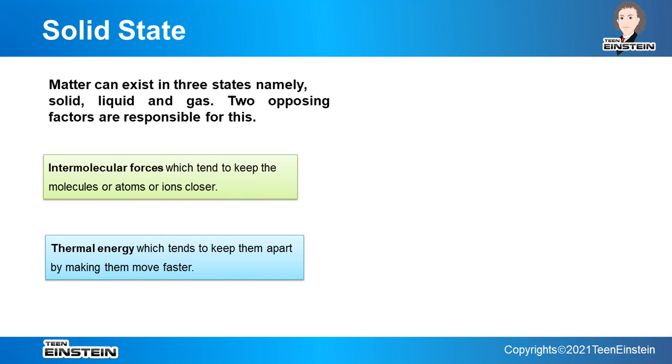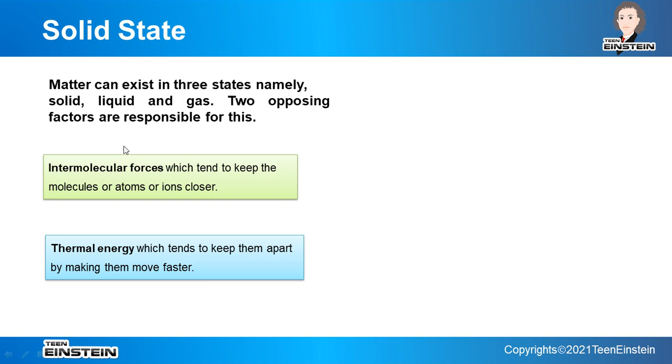Matter can exist in 3 states, and these 3 states are solid, liquid and gas. Now why do they exist only in these 3 states? The reason is that there are 2 opposing factors responsible for their behavior, so that they can exist only in 3 states: solid, liquid and gas. Now what are these 2 opposing forces?